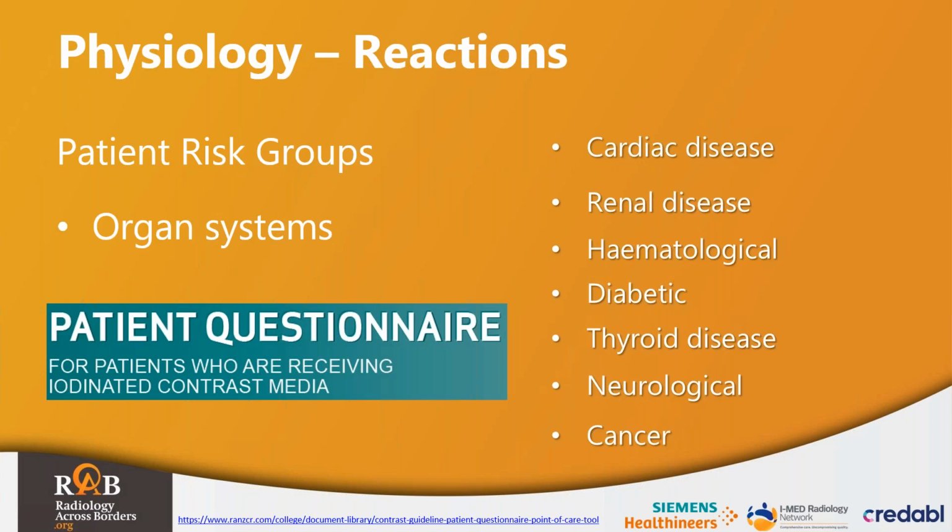There are considered patient risk groups, typically related to organ systems shown here. As such, we typically use a patient questionnaire to check for allergic reaction, renal and medical risk factors. Again, I've included the RANZCR version for your future reference. We won't spend too much time on it.